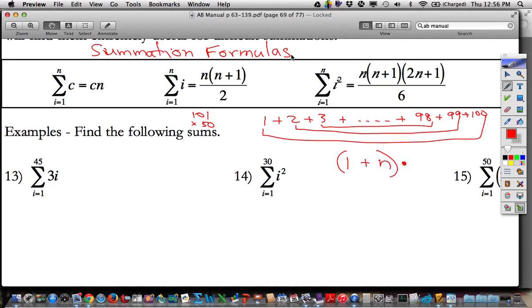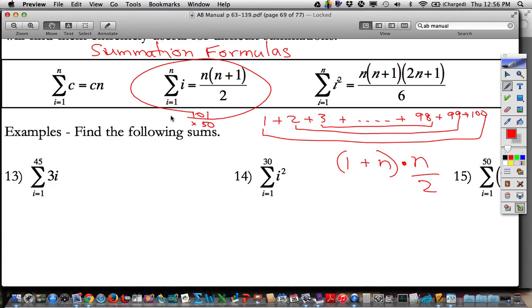But in general, 100 would be the n. So how many pairs are there? If there's 100 terms, how many pairs? 50. So if there's n terms, n over 2. So in general, to add up 1 plus 2 plus 3 plus 4 plus 5 plus 6 plus 7 out to whatever number, you just take n times n plus 1 and divide by 2, and you'll get it. So that's where that formula comes from.